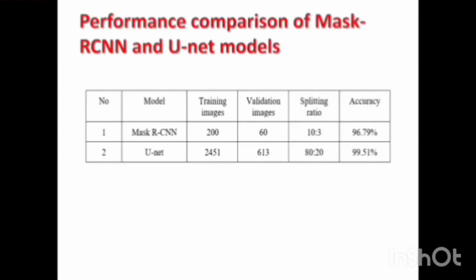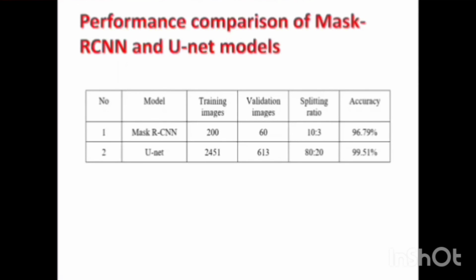If we compare the performance of Mask RCNN and U-Net models, for the Mask RCNN model, we took 200 training images and 60 validation images. And for the U-Net model, 2,451 training images and 613 validation images. For the Mask RCNN model, we got an accuracy of 96.79%, and for the U-Net model, 99.51%.